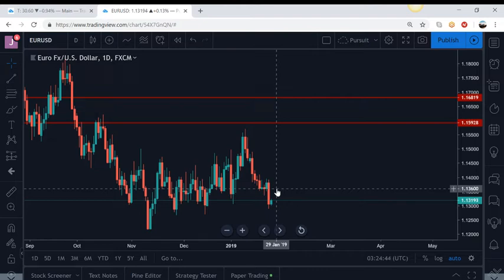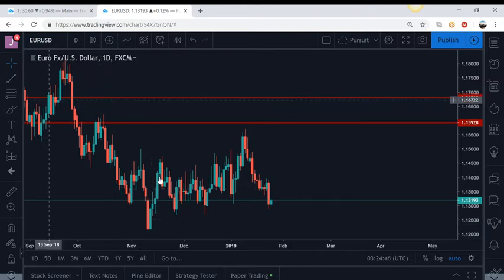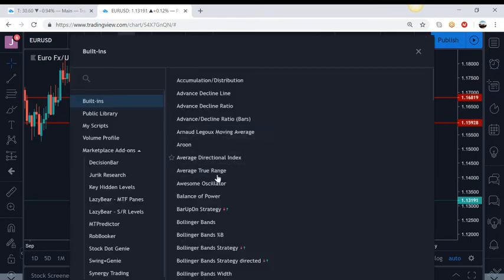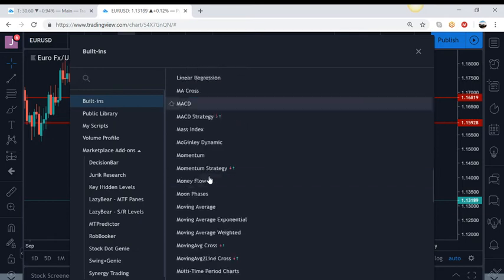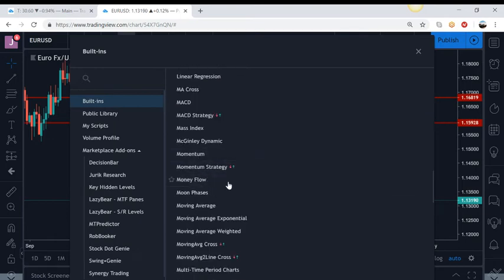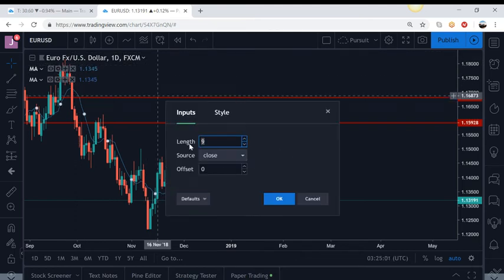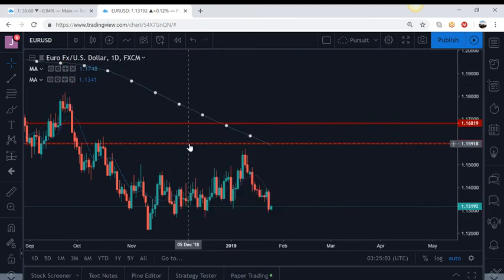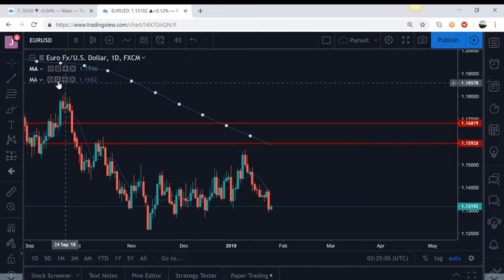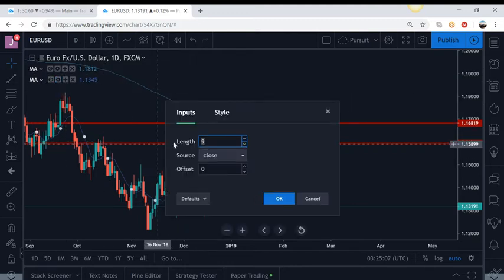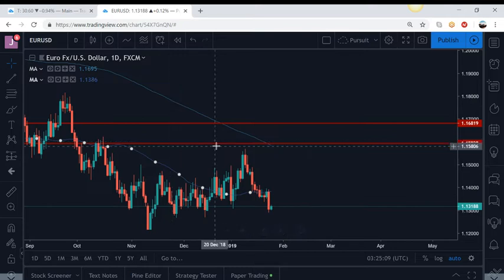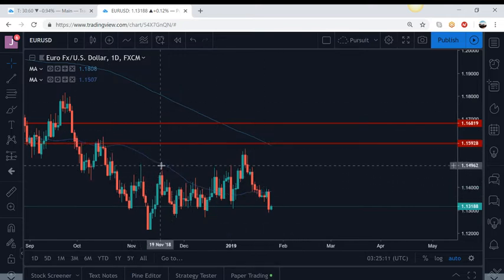Oh, as far as the 50 and the 200. All right, so let's go to indicators. I think that's this thing. All right, so let's just put a 50 and a 200 on here. I'm just going to go with simple. That's a 200, and let's put a 50. All right. I want to change the color on these things.